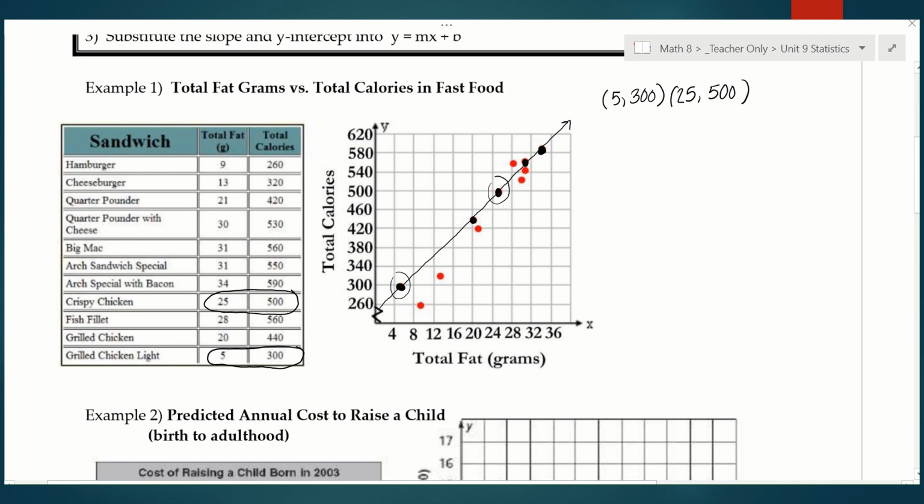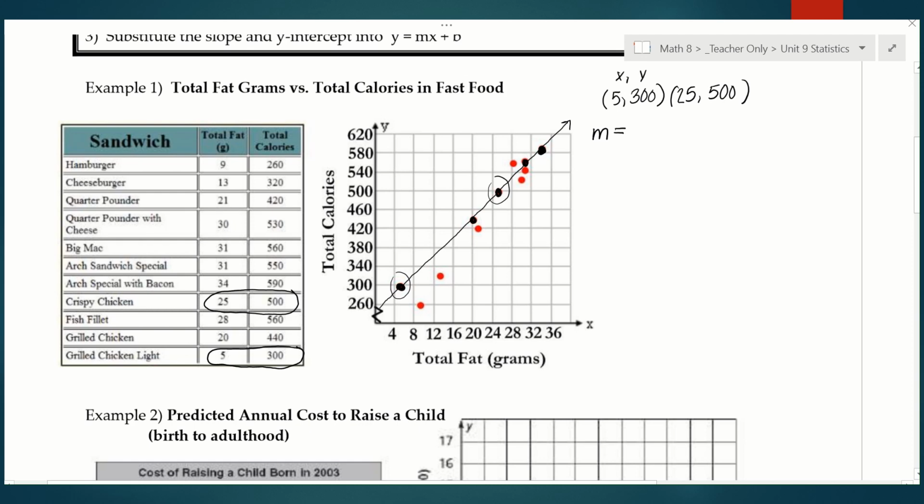Okay, and again, I'm just picking a random 2 points that are on the line that I drew. Okay, so that's important. The points you pick have to be on the line that you drew. So I could have picked the other 2 or other 3 that my line went through. I'm just choosing these ones. Okay? All right, so step 1 is to find our slope.